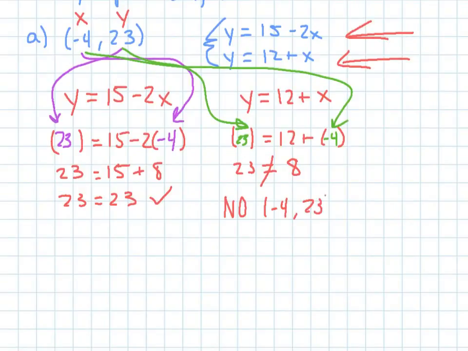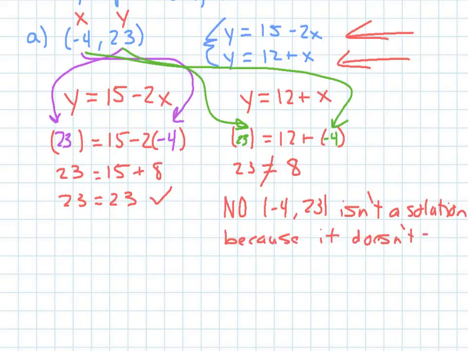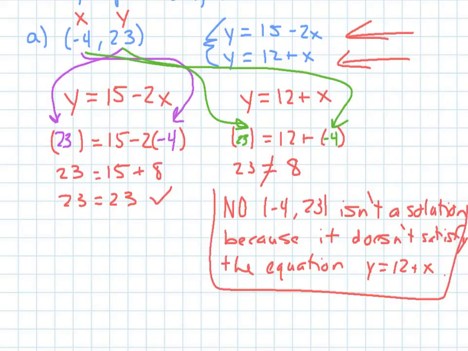(-4, 23) isn't a solution because it doesn't satisfy the equation y equals 12 plus x. So that would be your y naught. Okay? Let's try another one.